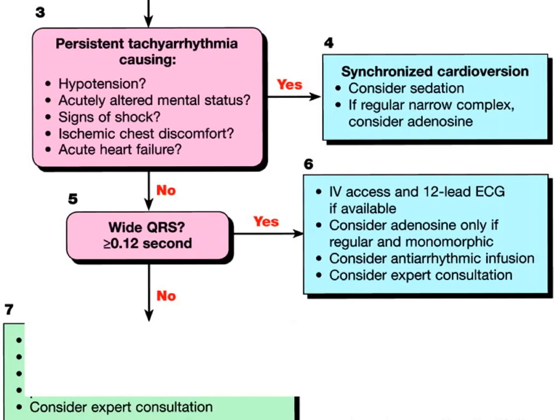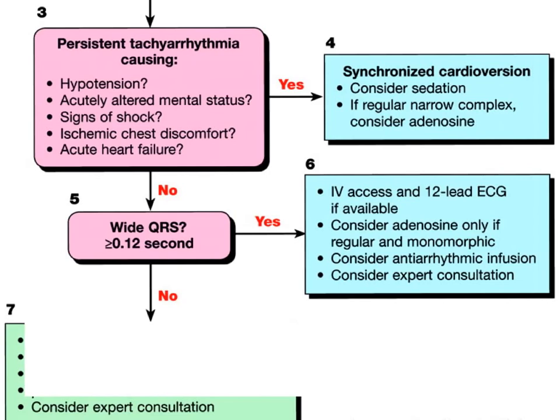Now let's go back and consider, what if your patient has some symptoms but they're not the severe symptoms? We don't have the hypotension. We don't have the acutely altered mental status, the signs of shock, ischemic chest discomfort, acute heart failure. This patient is not horribly symptomatic. So now we're working our way down. And the next question we're supposed to ask is, is there a wide QRS? If there's a wide QRS, then we're supposed to consider some other factors. We're supposed to consider medication therapy.